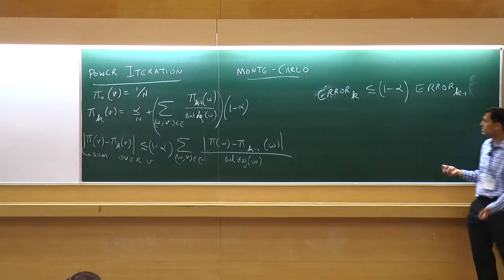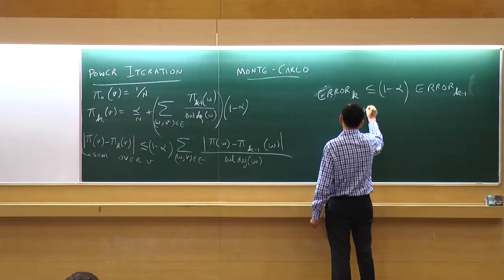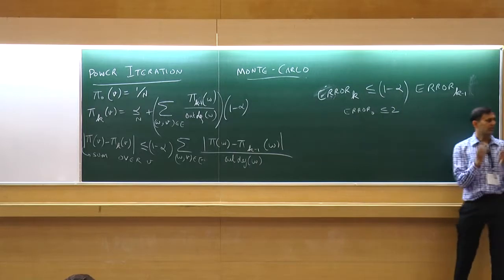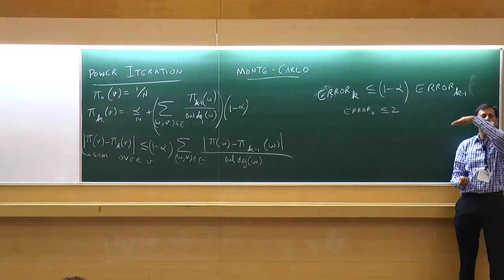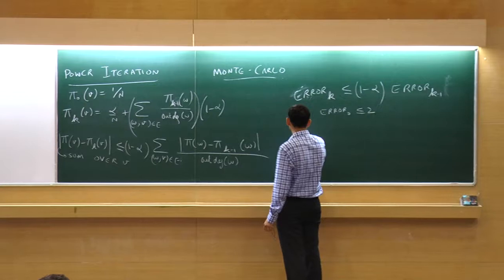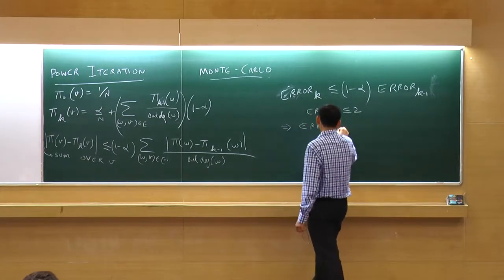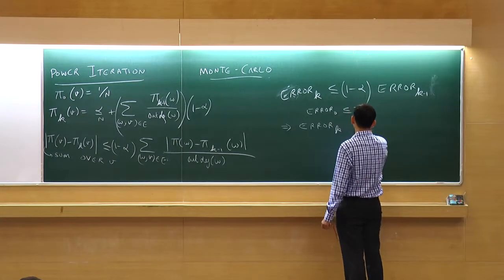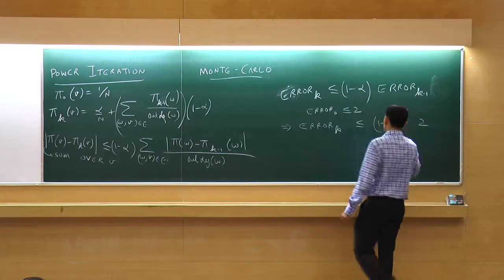Okay. The initial error was at most 2. And that's easy to verify, because you set everything to 1 over n. So the total underestimate you could have is 1, the total overestimate you could have is 1. And so this tells you that the error of k is less than or equal to (1 minus alpha) to the power k times 2.